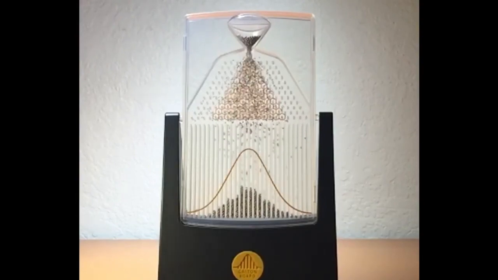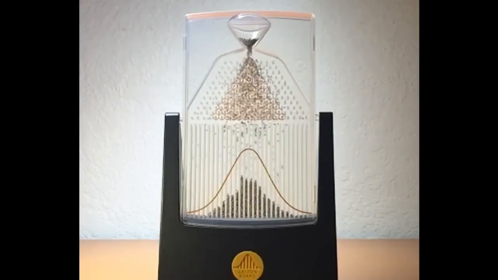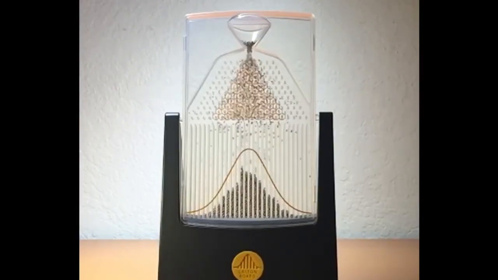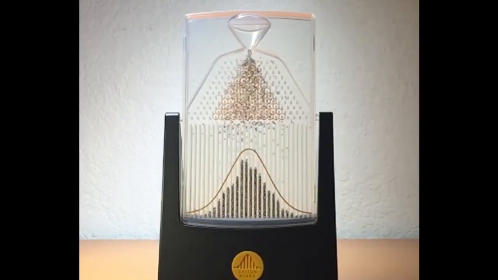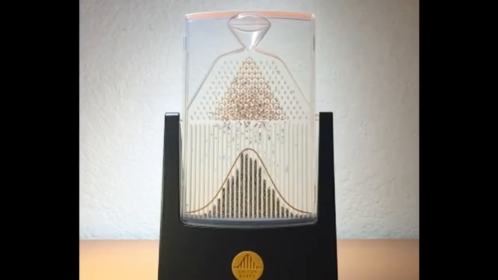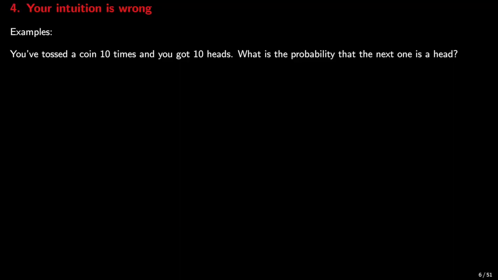We will introduce these things later, but the take-home message here is that we see the pattern emerge out of randomness. You cannot predict what one individual ball will do, but you can say things about their population. The last thing that I would like us to show and discuss is the fact that our intuition is wrong. "Your intuition is wrong" is a maxim in probability and statistics, and here are just a few examples to convince you that it is so.